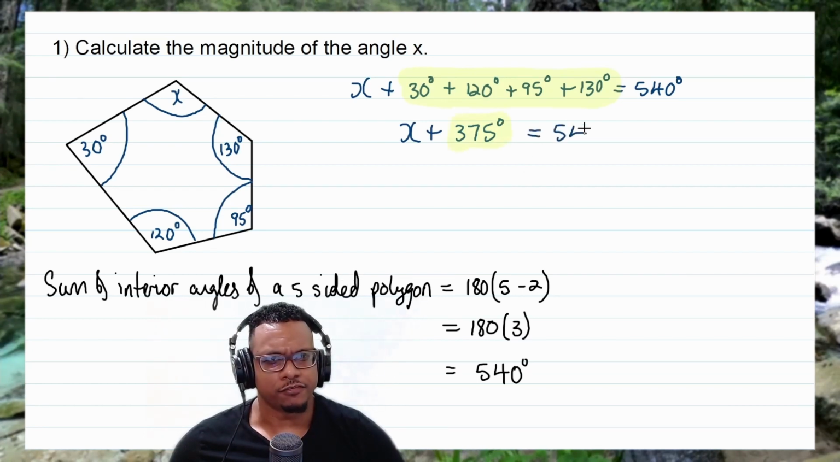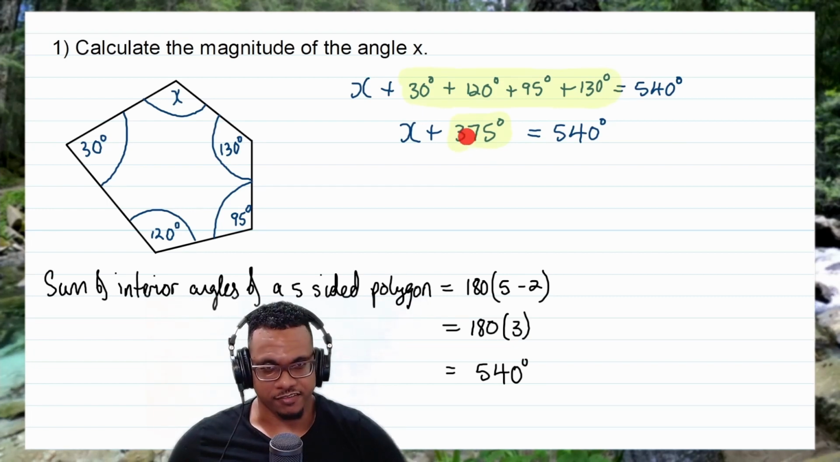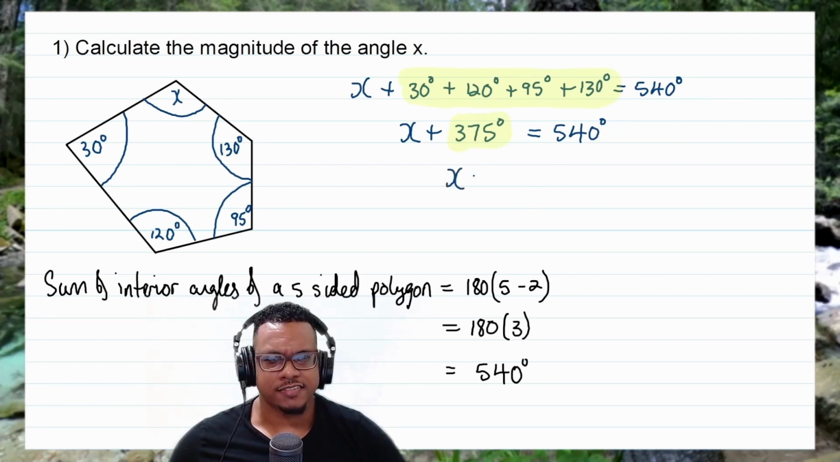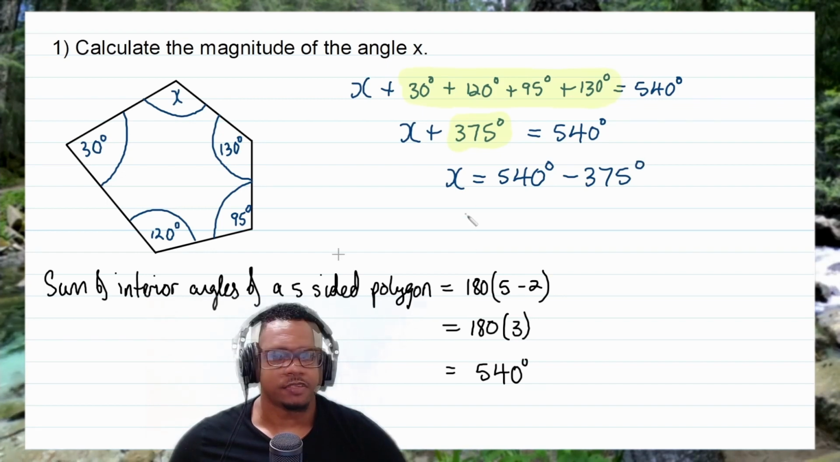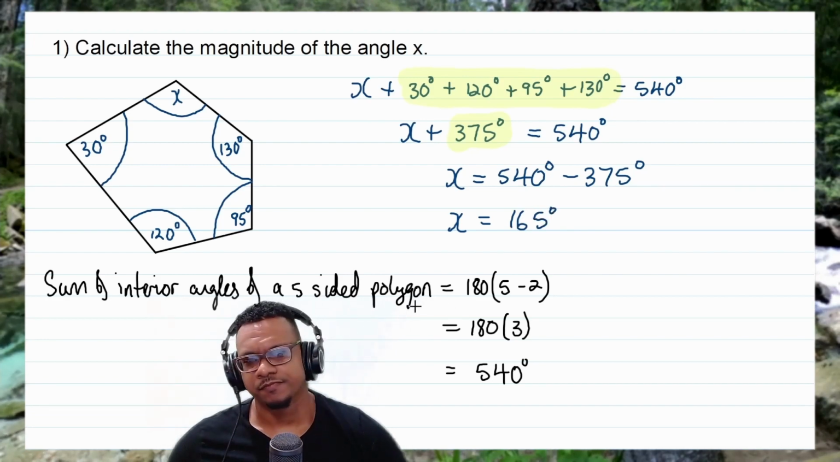So now I'll just transfer this positive 375 degrees across the equal sign, and I'll have x is equal to 540 degrees, take away 375 degrees. So the sign in front of the 375 was positive, so when I transfer it across to the right hand side, the sign in front of it turned to negative. So I'll have x is equal to 165 degrees.